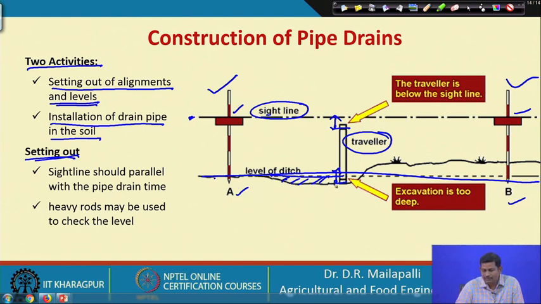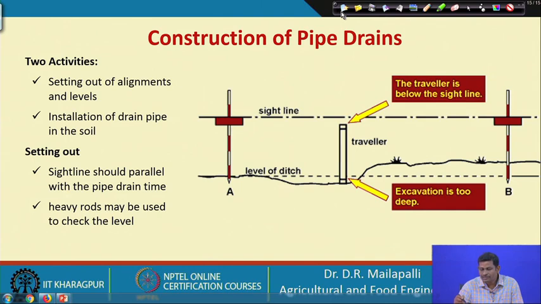By using that, you will know where to cut and where to fill the soil, so that the required or desired slope is maintained. Once this is done, the sight lines should be parallel with the pipe drain line. The heavy rods may be used to check the level. These are the travelling rods, and all other rods are used to check the grade.